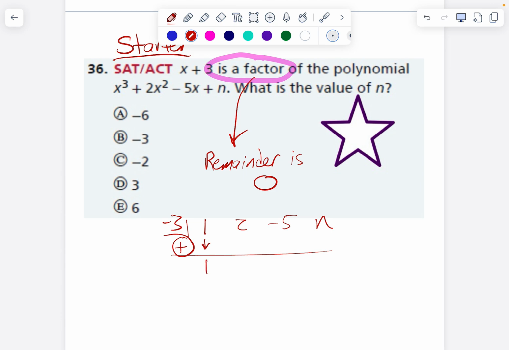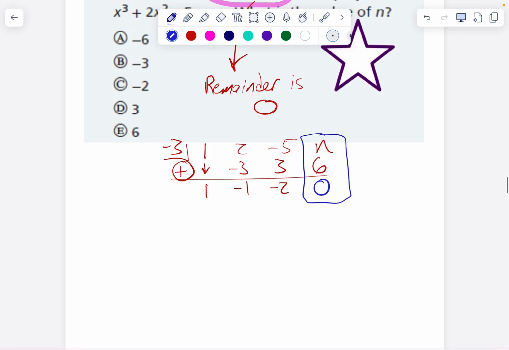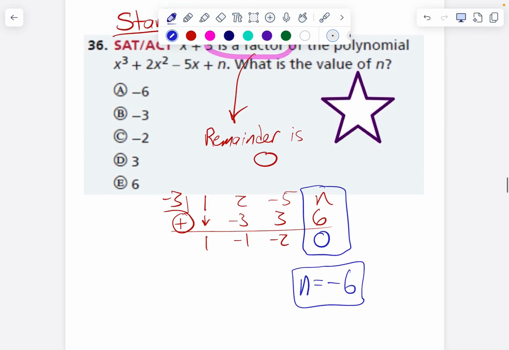Bring down your 1, multiply, we get negative 3, then add negative 1. Multiply positive 3, add negative 2. Multiply, we get 6. And basically we're doing all this work to solve this little piece right here, where we know that this has to be 0. And so n has to be what? Has to be negative 6. Okay. Raise your hand if you got that.